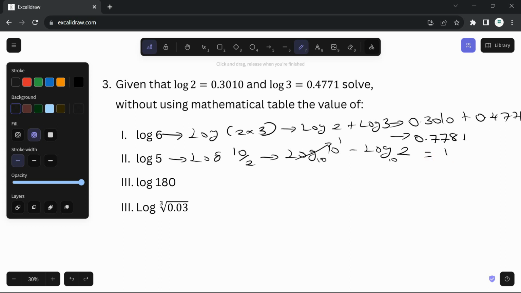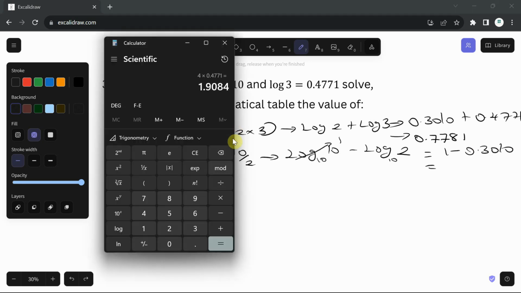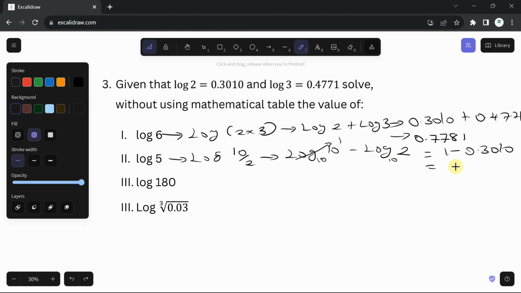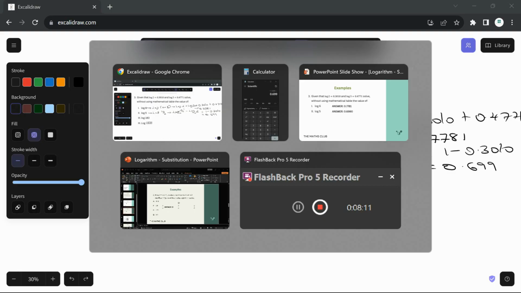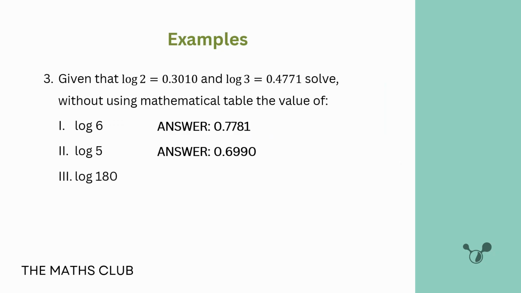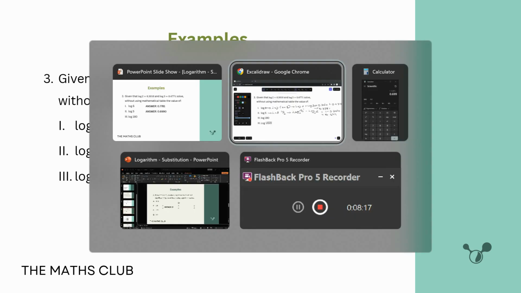So this is equal to 1 minus, what do you say log 2 is? Log 2 is 0.3010. So if you subtract this, that is 1 minus 0.3010. And this gives us 0.699. So this is 0.699. Let's see if we're correct. Great, we're correct. So the next question is saying that we should find log 180.